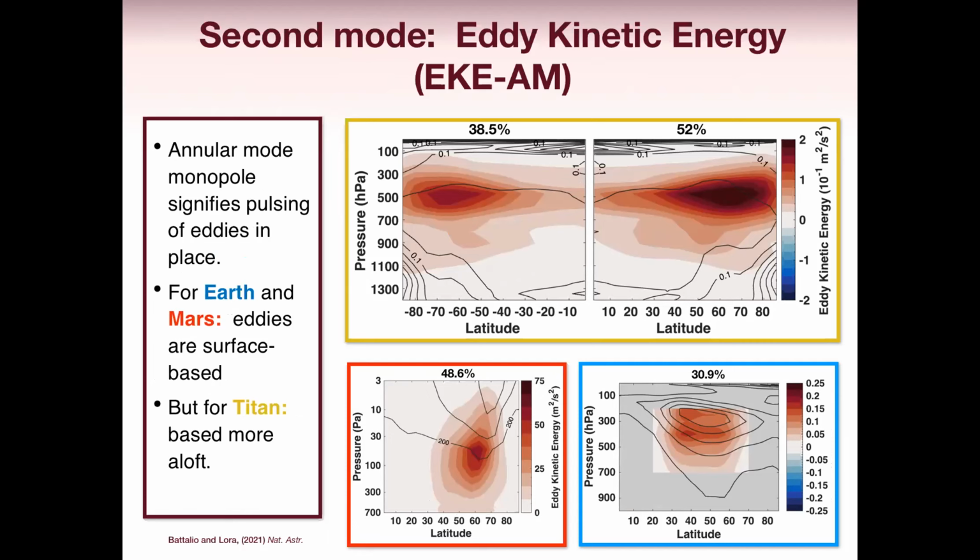amplitude of the mode. For Earth and Mars, it's just this blob around the mid-latitudes, kind of midway up in the troposphere. Titan has a similar story, though, even though its averaged eddy kinetic energy in contours doesn't line up with Earth and Mars. It looks somewhat different as well. So we call this barotropic annular mode.